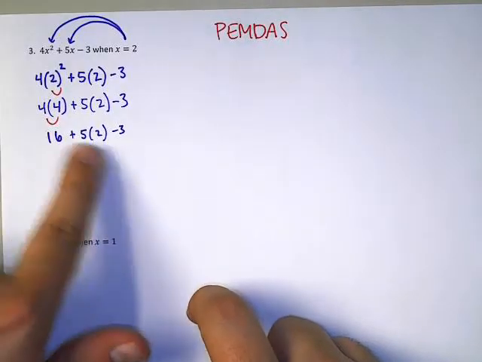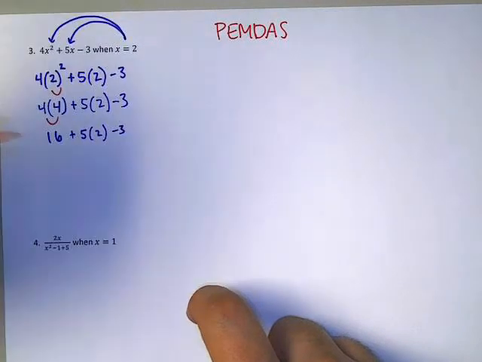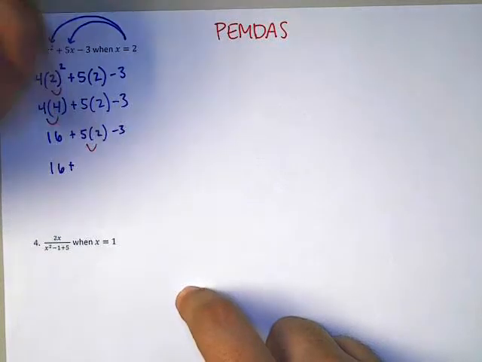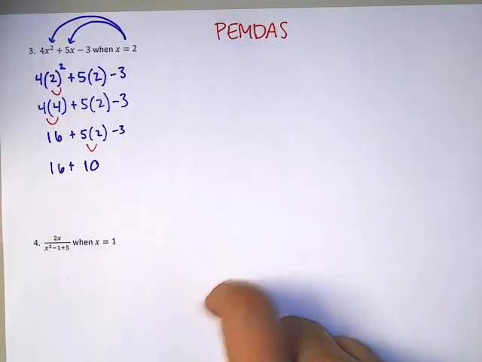Now I have addition, multiplication, subtraction. Hopefully we remember multiplication's first. So I bring everything else down after performing 5 times 2.